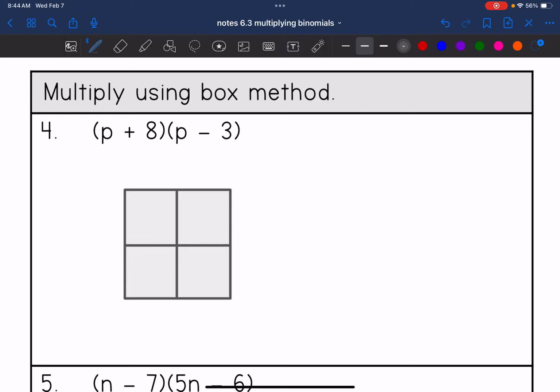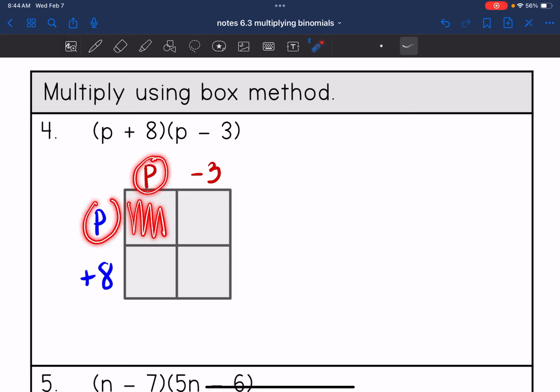Okay, the first binomial, I'm going to write that one down the side. So I'm going to write p plus 8. The second binomial, I'm going to write that across the top, p minus 3. Okay, now for the inside, we're going to multiply row and column. So for this first one, I have p times p, which gives me p to the second power.